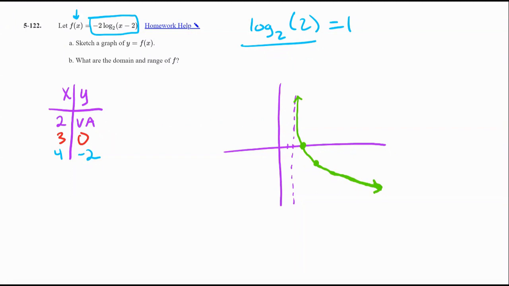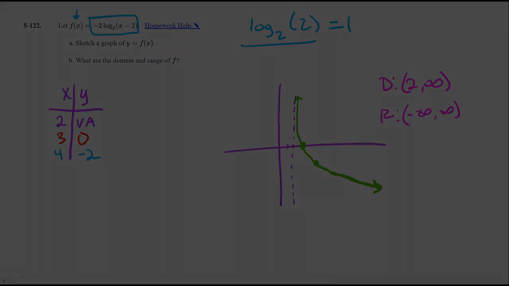The domain and range of this are fairly straightforward. Domain is anything greater than 2. Range is all real numbers, so -infinity to +infinity.